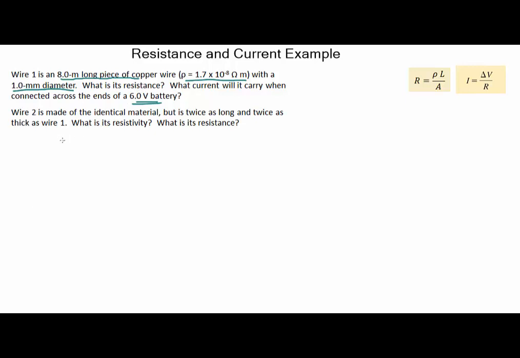So as always, it's good to draw a picture of what we're talking about, convert those word problems to a single picture. So here's my wire. Its length is given to me as 8 meters, and its diameter, thickness, is given to me as 1.0 millimeter. Further, I know this is copper wire, and the resistivity of copper is given as 1.7 times 10 to the negative 8 ohm meter. Okay, so that's all the properties that are given to me, and the question asked is, what is the resistance?